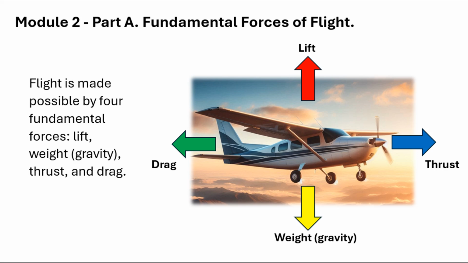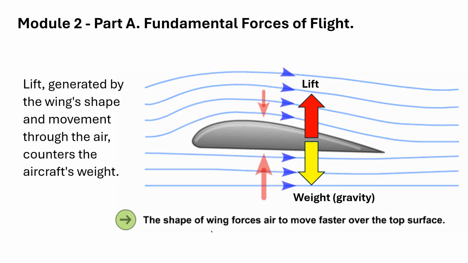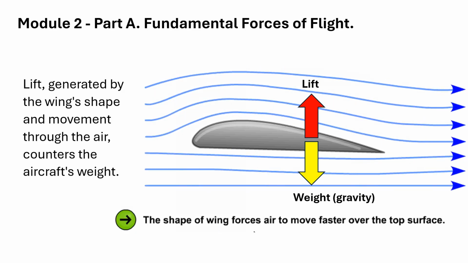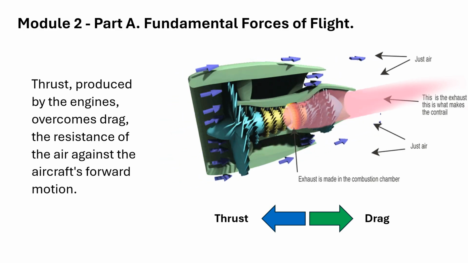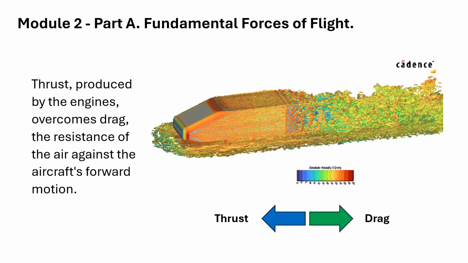Part A. Fundamental Forces of Flight. Flight is made possible by 4 fundamental forces: lift, weight (gravity), thrust, and drag. Lift, generated by the wing's shape and movement through the air, counters the aircraft's weight. Thrust, produced by the engines, overcomes drag, the resistance of the air against the aircraft's forward motion.